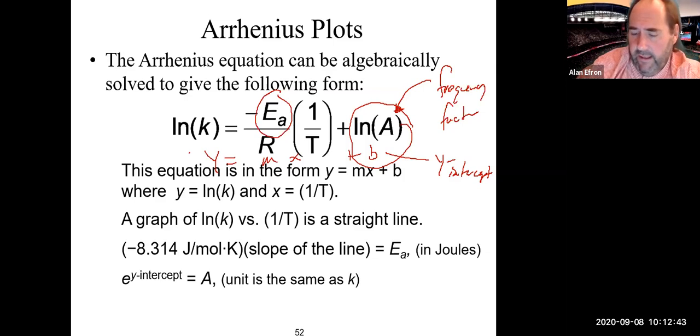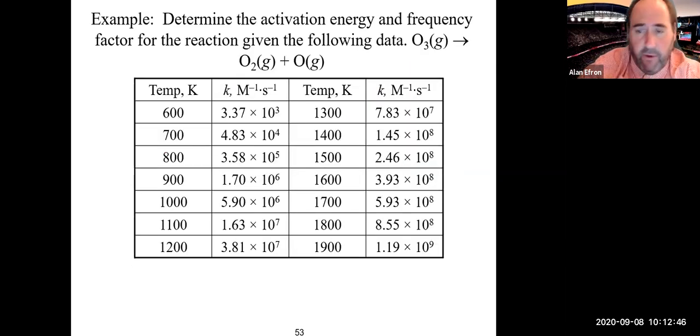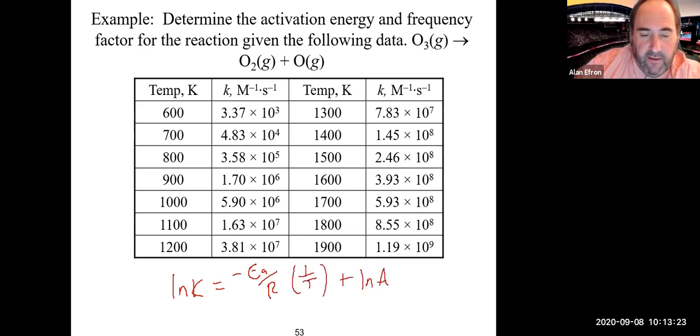So let's take a look at a problem where you would use this graphical approach. We want to determine the activation energy and the frequency factor for this following reaction. In a problem like this, you would be given a table such as this. In this particular case, they were nice enough to convert our temperatures to Kelvin. If they didn't, you would need to do that. And we want to think about the equation that we just saw: the natural log of K equals minus E of A over R, 1 over T, plus the natural log of A.